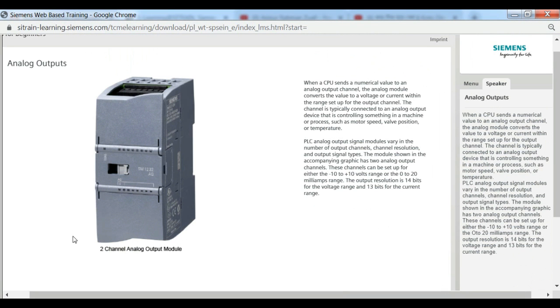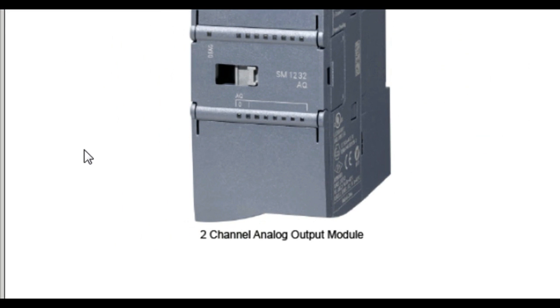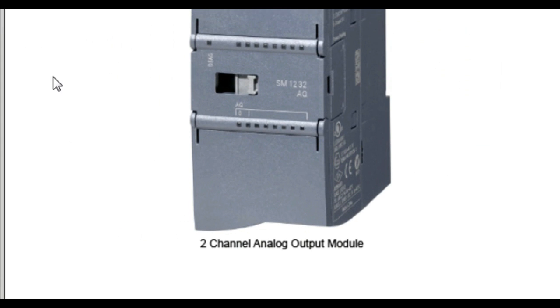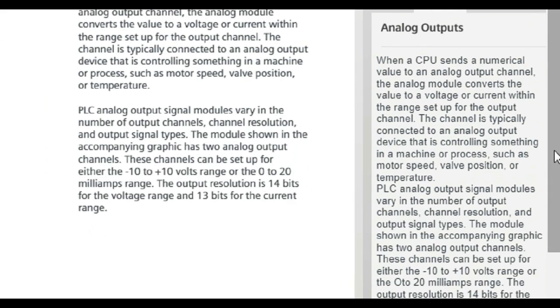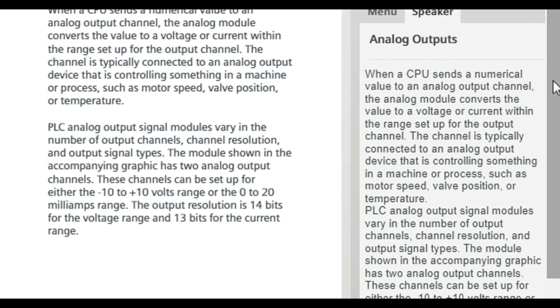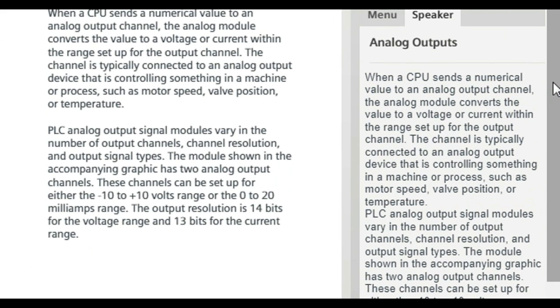When the CPU sends a numerical value to an analog output channel, the analog module converts the value to a voltage or current within the range set up for the output channel. The channel is typically connected to an analog output device that is controlling something in a machine or process, such as motor speed, valve position, or temperature.